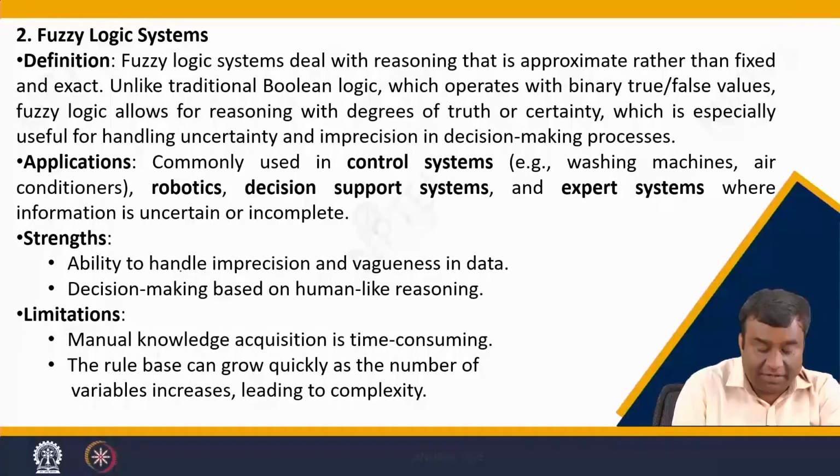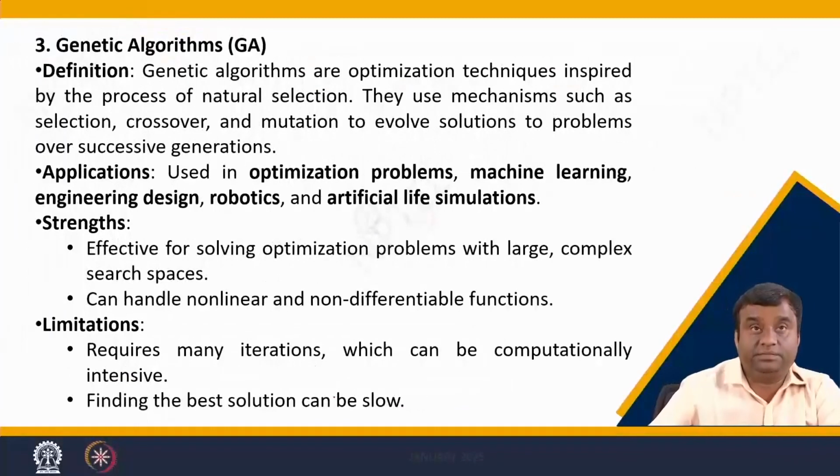Strengths: ability to handle imprecision and vagueness in data, decision making based on human-like reasoning. Limitations: manual knowledge acquisition is time consuming. The rule base can grow quickly as the number of variables increases, leading to complexity.